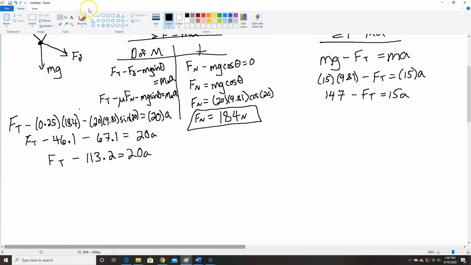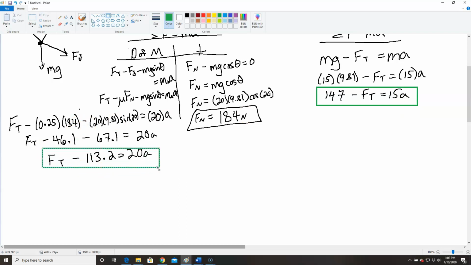So at this point, I have two equations. One of them is here, and the other one is here. Now, tension is uniform throughout the rope, so those two tensions are equal. And the whole system has to accelerate at the same rate, so the acceleration for both of these blocks also has to be equal.